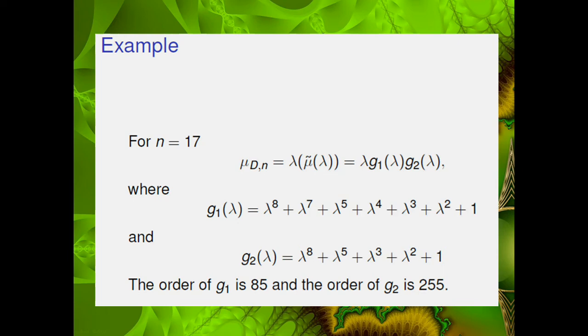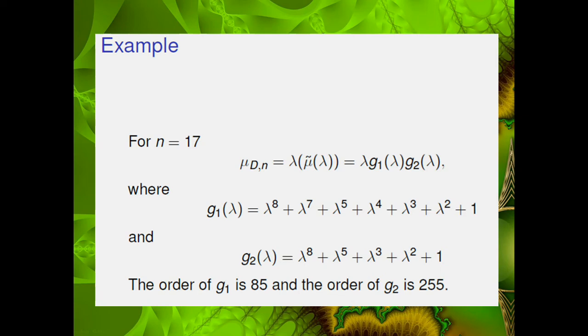So here's an example of how to calculate the order of one of these polynomials. For n equals 17, I would calculate the minimal polynomial, and it turns out the minimal polynomial has one factor of lambda and two polynomials that are factors, g1 and g2. I actually calculate the minimal polynomial, which I know is going to be 1 plus lambda to the 17th power plus 1. So I actually know what it is.